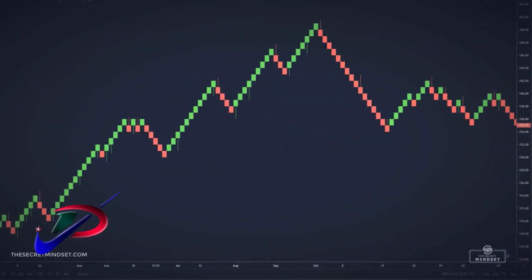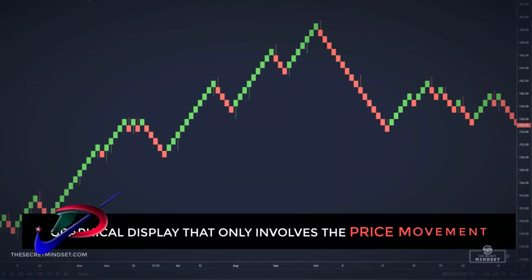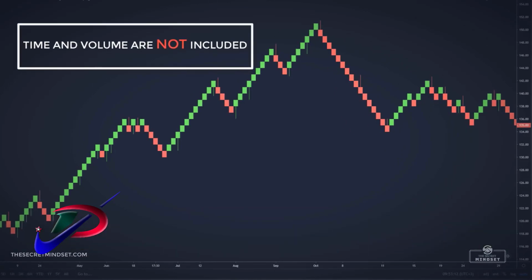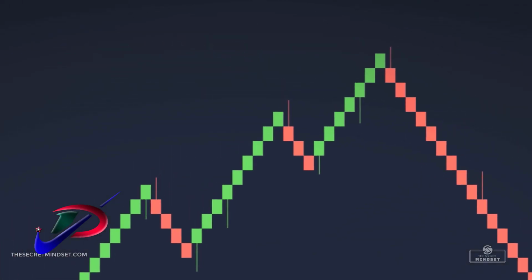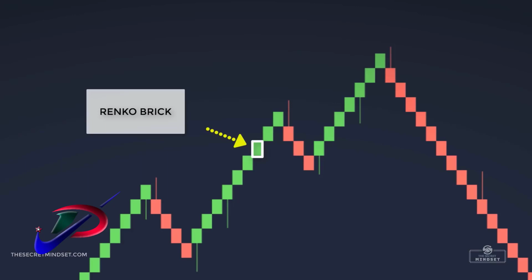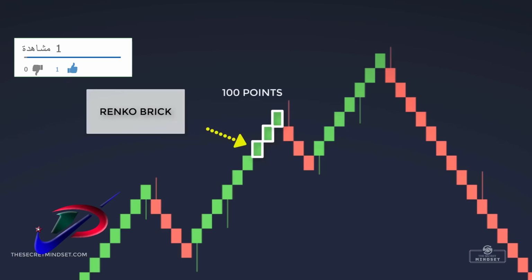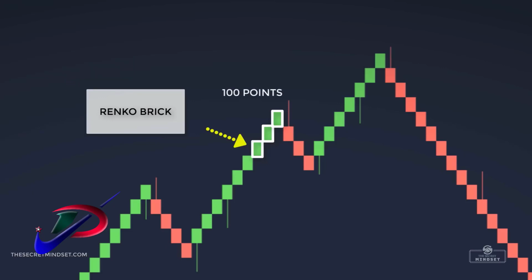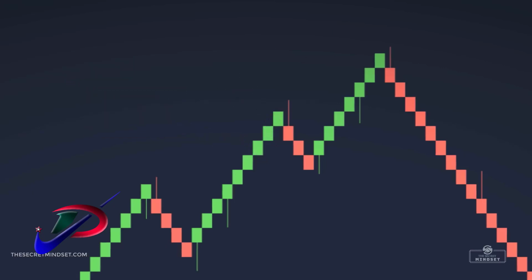So what is a Renko chart? A Renko chart is a graphical display that only involves the price movement because the time and the volume are not included. The construction of a Renko chart is simple. A brick, or better said, the body of a Renko bar, is formed in the next column once the price exceeds the top or the bottom of the previous brick by a predefined amount. In this case, I use a 100 brick, but you could use any brick size you want, 10, 20, it all depends on your trading style.